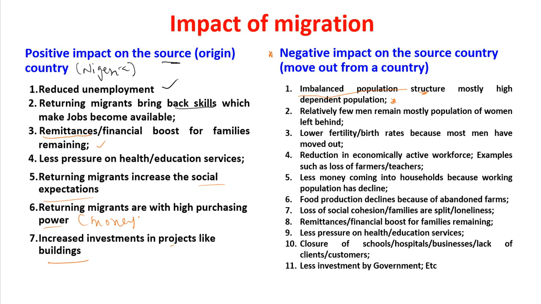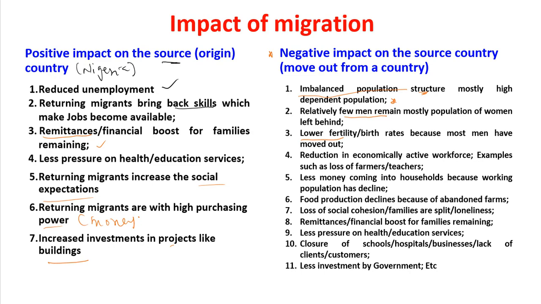Now, relatively few men will remain within the population. You have more women and more elderly people left behind. That's a negative problem. That's a huge impact. Now, there is lower fertility and birth rate because most men have moved out. Now, there is a reduction in the economically active workforce, for example the loss of farmers and teachers.